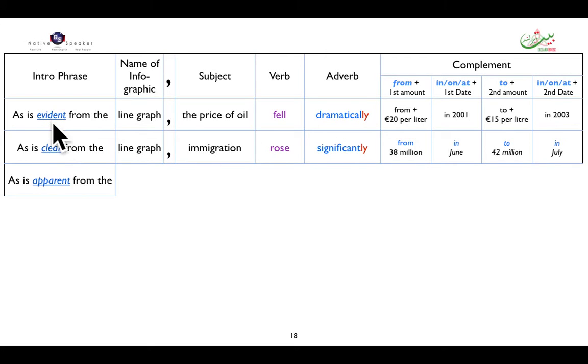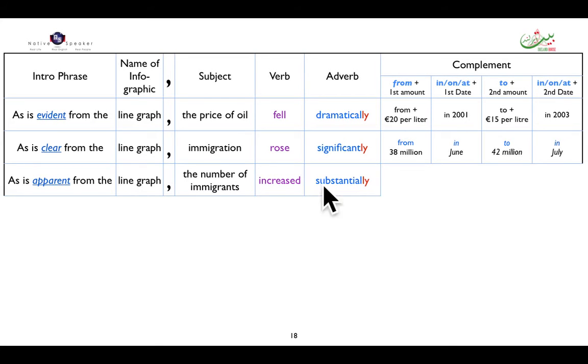As is evident, as is clear, and now as is apparent from the line graph, comma, the number of immigrants increased substantially. One of the other three sisters is here. Significantly, substantially, from 38 million in 2010 to 42 million in 2015. Okay. Why in? Well, because in is used for years. Why in? Because in is used for months.